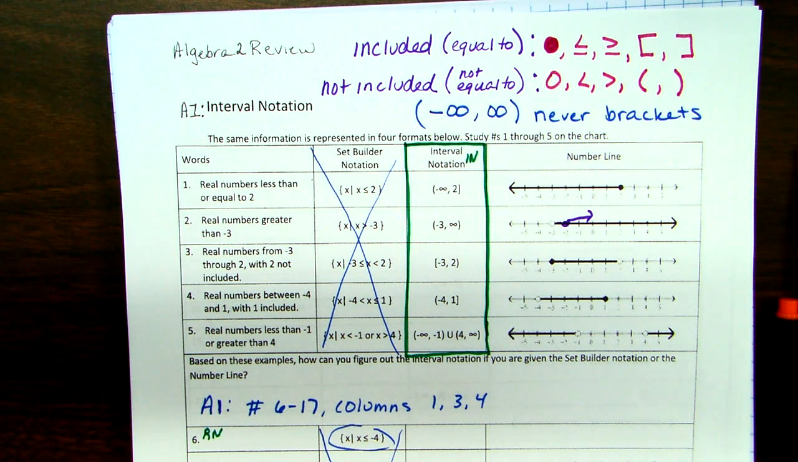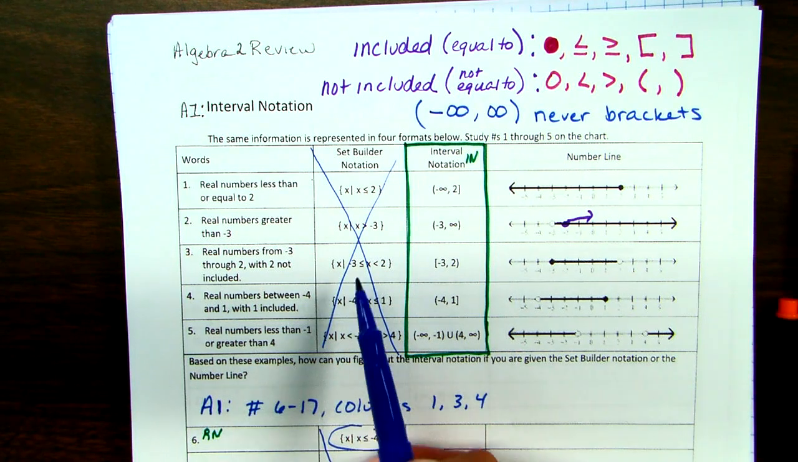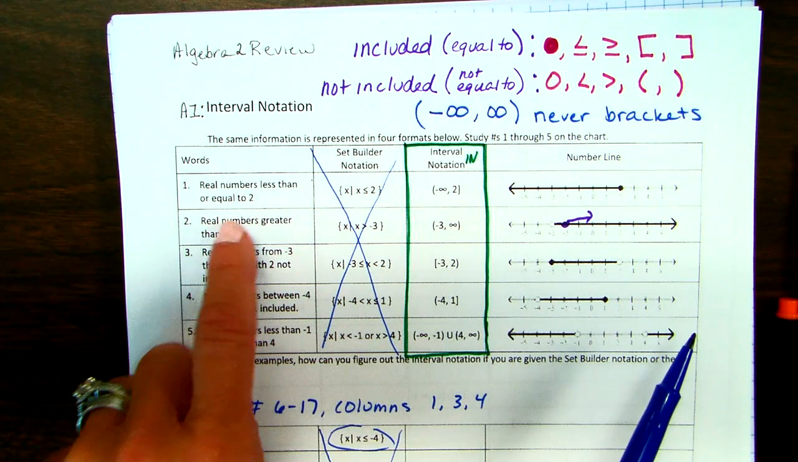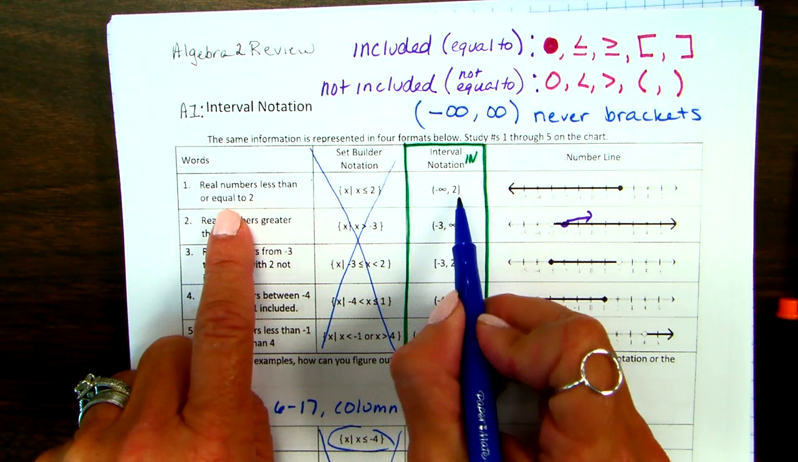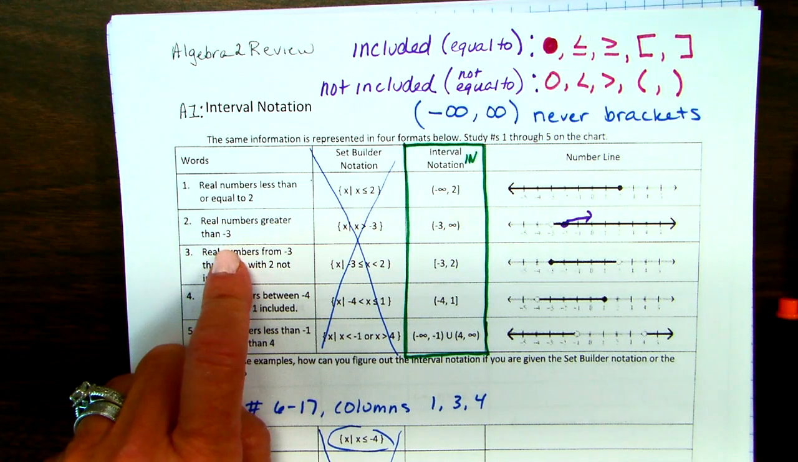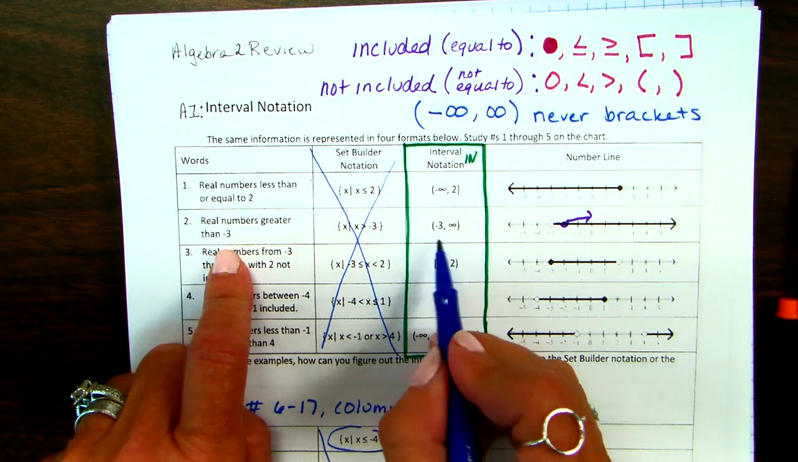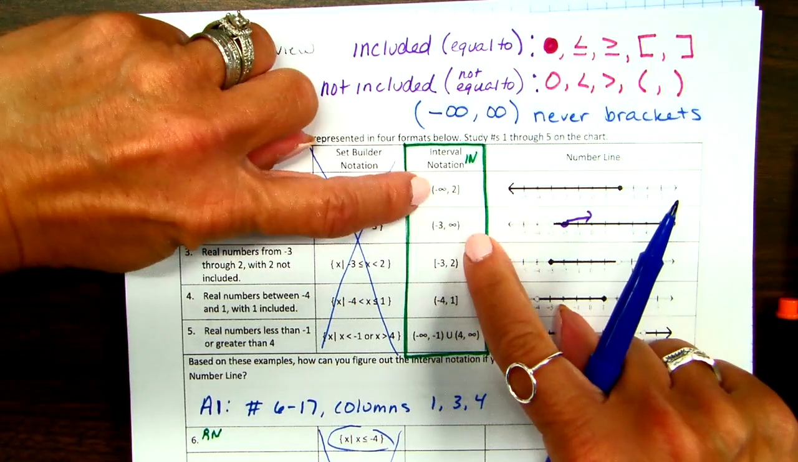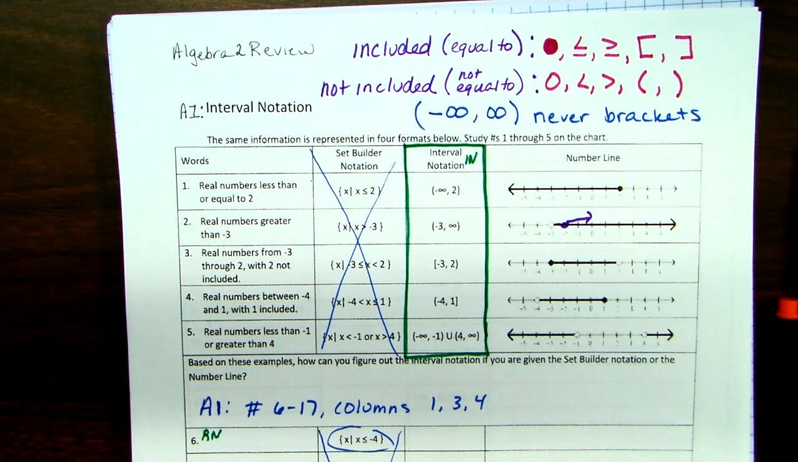So let's look at a couple of these. So in that first one, it was equal to. So on the 2, we had a bracket. It didn't say equal to on this one. So if it doesn't say it, by default, it's not. Okay, so that's why there's a bracket. On our infinity symbols, always parentheses. Okay? Look at this one.